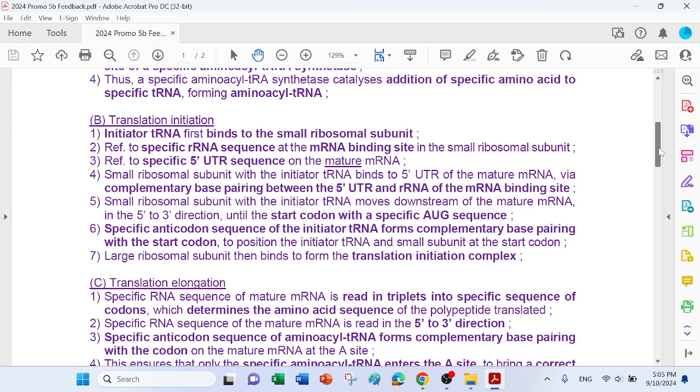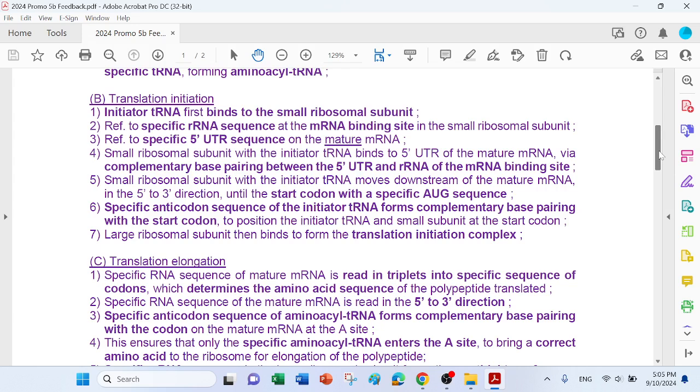Right, so again, looking at the initiation process, it's not just a description of initiation. The focus is on how certain specific sequences are identified, named, described. How are they important in this process of translation initiation? So I hope you see that in the answer.